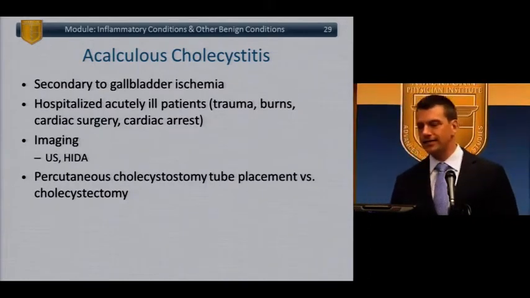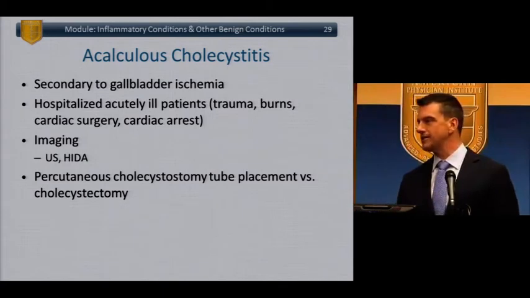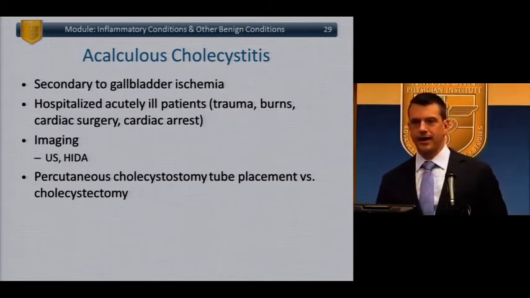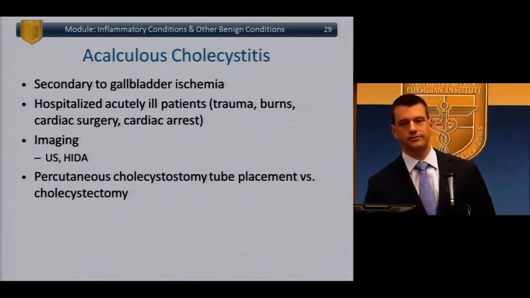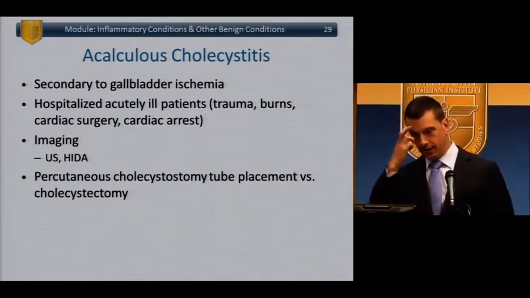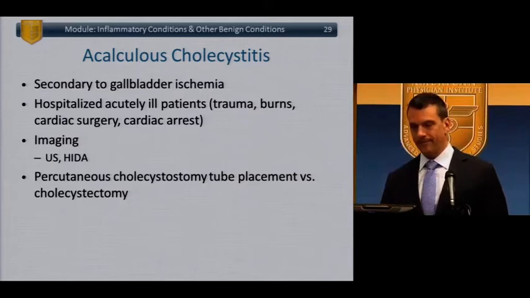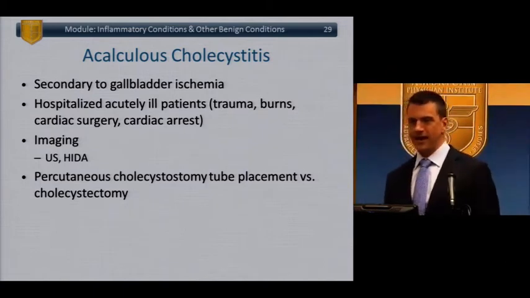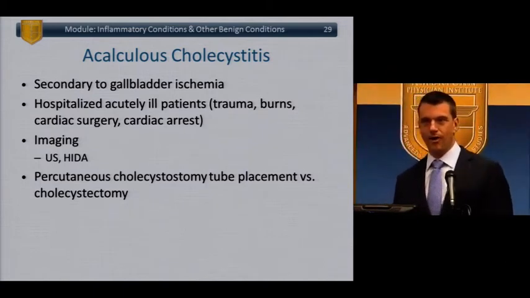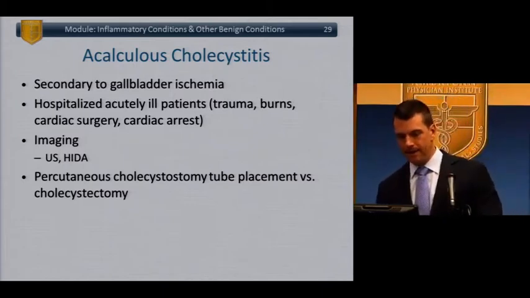Acalculous cholecystitis is secondary to gallbladder ischemia. The classic teaching is burn patients, septic patients, and patients in the ICU for a long, extended course after arrest. Imaging, ultrasound, and HIDA may be useful here. Again, these patients are usually not great operative candidates. The reason they got this is because they're very sick, and going to the OR is usually not optimal.